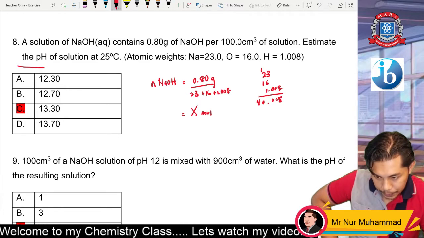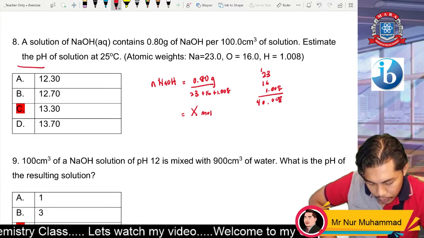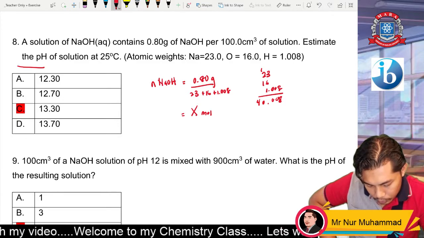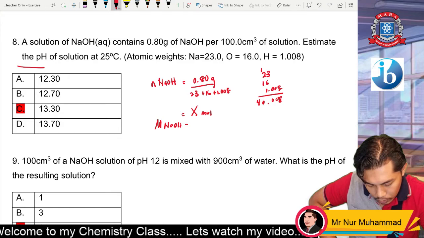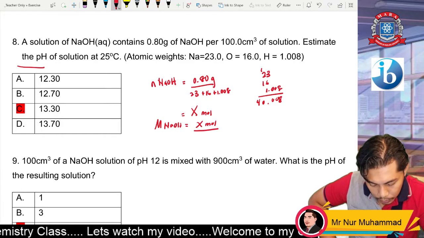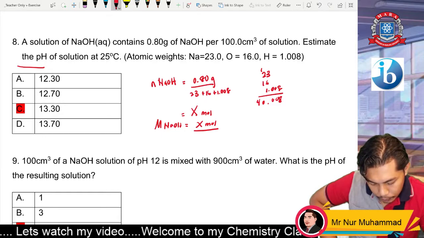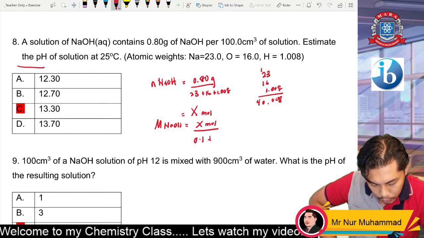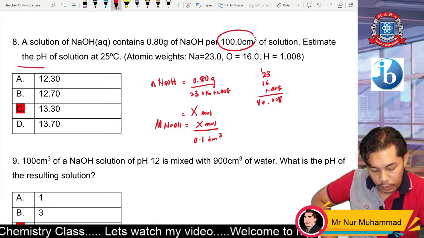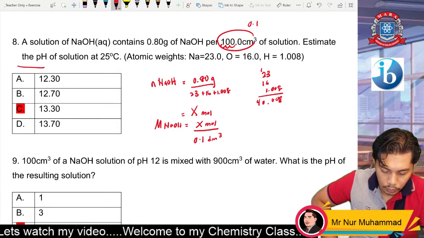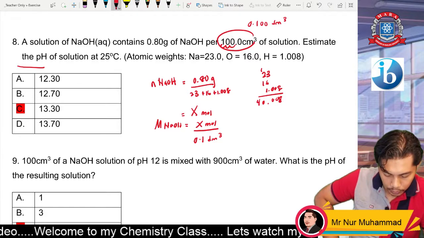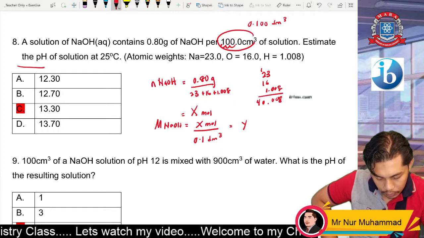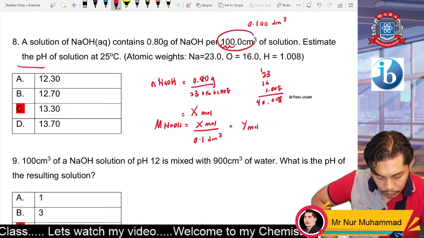Right, and then from the mole we calculate the concentration. So the concentration of NaOH is equal to X mole divided by the volume, so 0.1 decimeter cube. Convert into decimeter cube: 0.100 decimeter cube. And then you will find the concentration, let's say X and Y mole per decimeter cube.